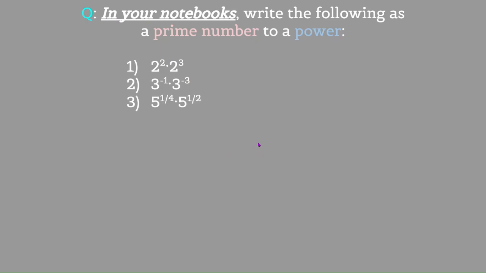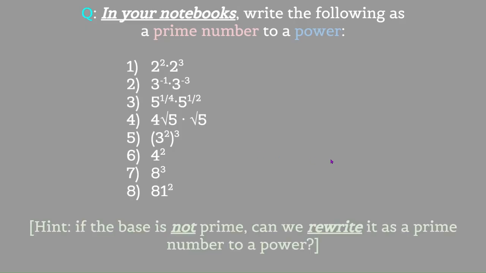You will need to remember some of your rules for indices, right? Doing these, do your best. I will talk about them all in a moment, but here's your hint. If the base is not a prime, can we rewrite it as a prime number to a power? So do your best on these. Write them as prime numbers to the power of, right? And then I will talk about the answers. So I'll give you a second, pause the video, write down all your answers, and then we will talk.